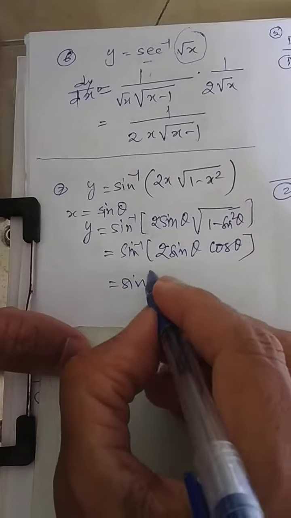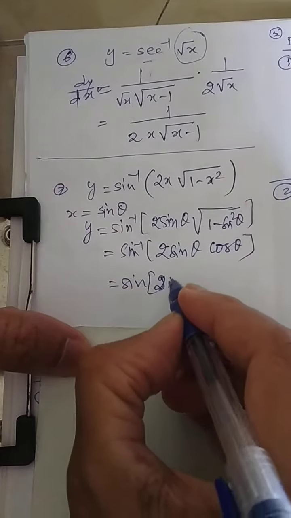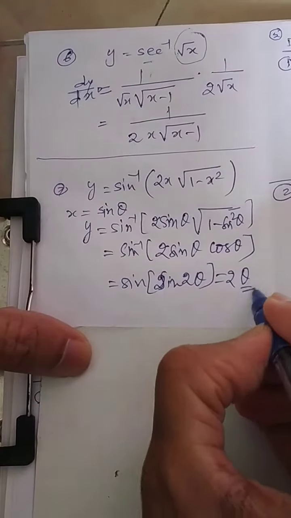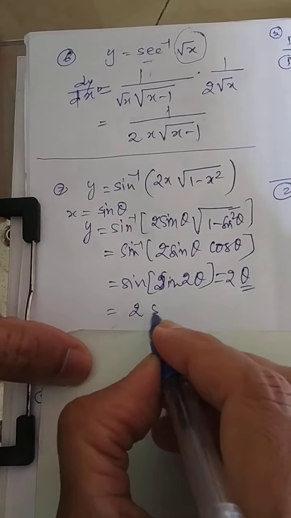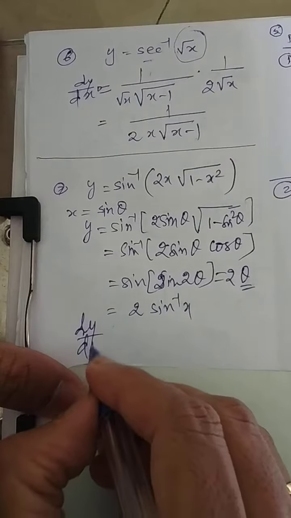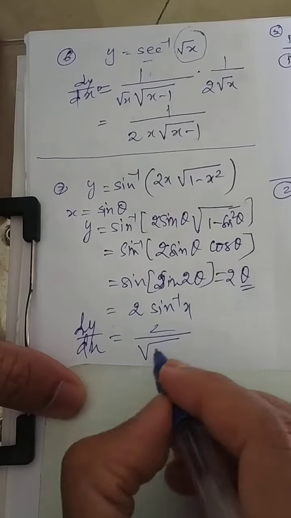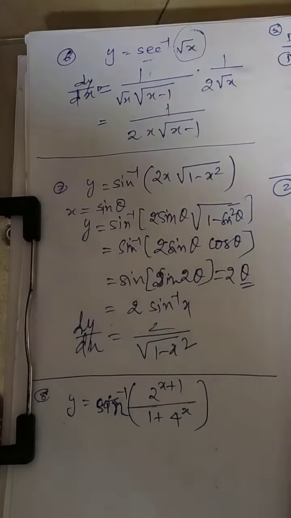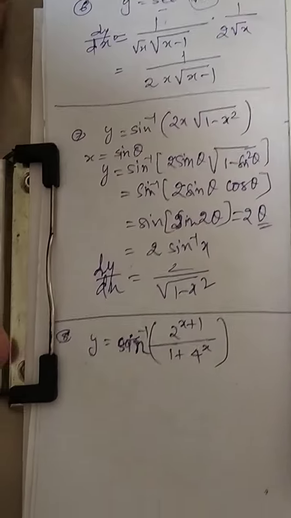Now you can recall the formula. This is sine of 2 theta, and finally the answer you are getting is 2 theta. Get its reverse: 2 sine inverse of x. Now differentiate. It will be 2 upon root under 1 minus x square. This is one more question, and then we'll start with the next concept.